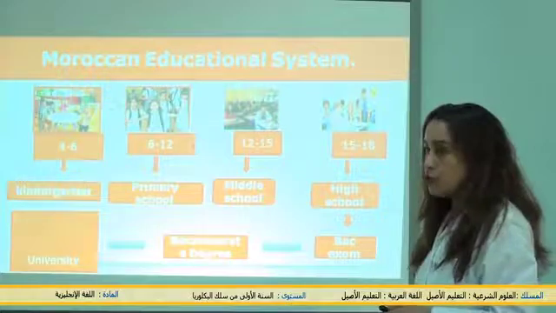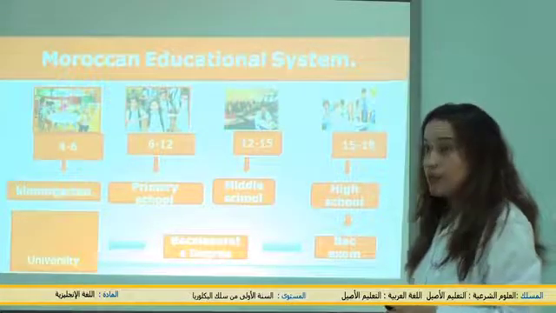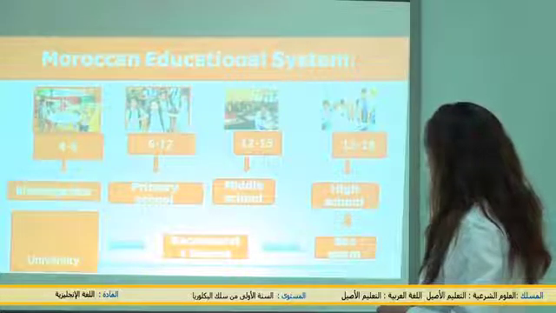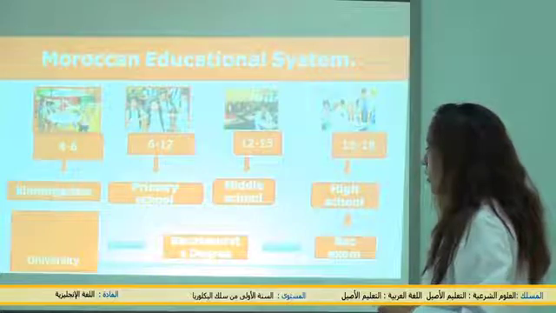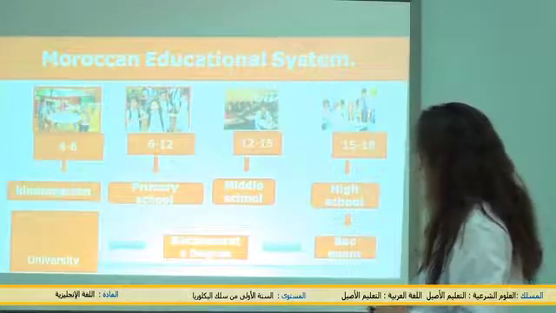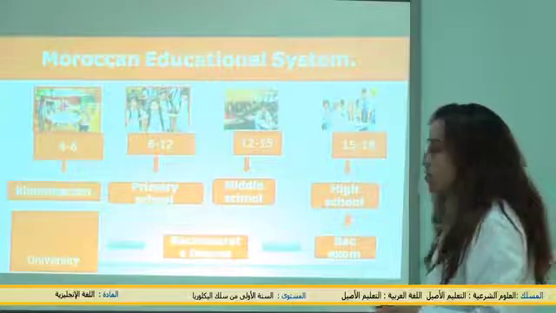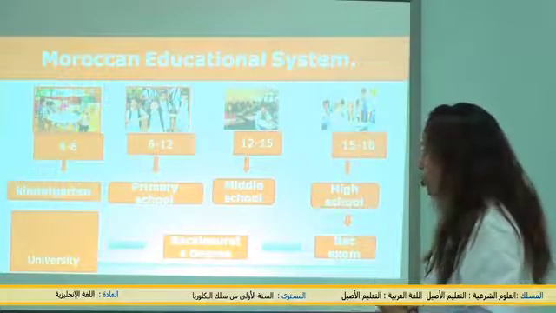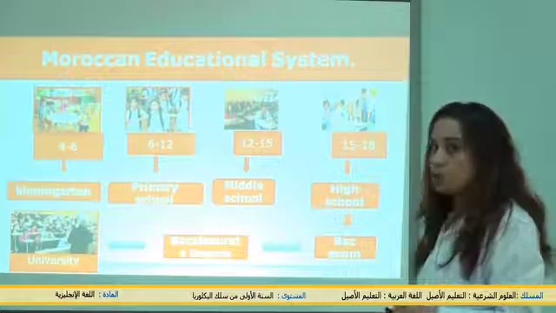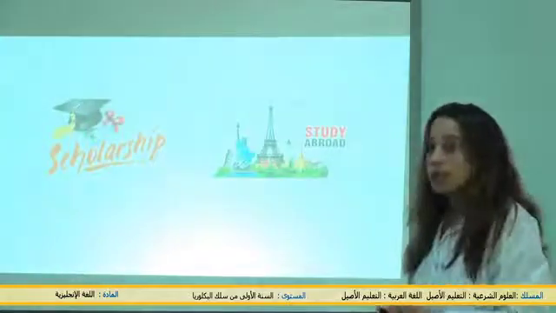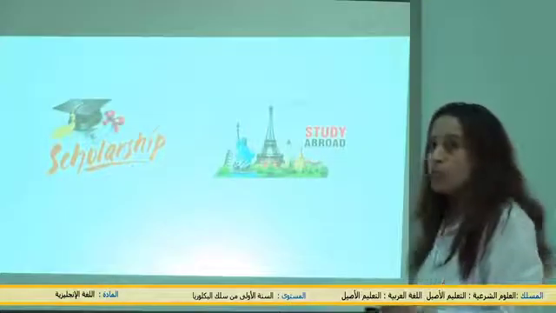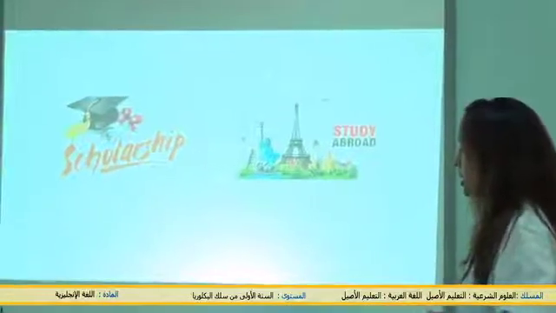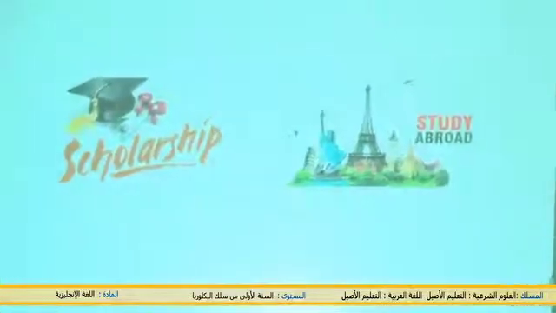After finishing the 3 years, students are obliged to take what we call the baccalaureate exam. The baccalaureate exam leads to what we call the baccalaureate degree. After they get this degree, students have many choices to take. They can go to university, or there are many other students who can get a scholarship, which is a grant given to brilliant students to continue their studies abroad.